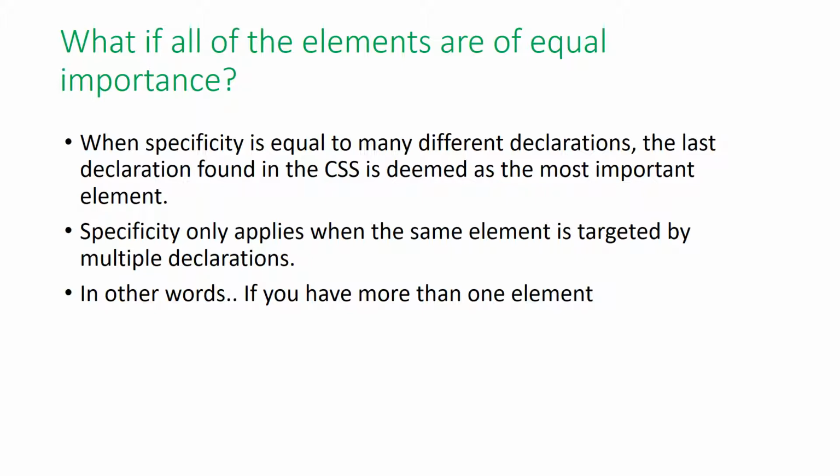What if all the elements are equal and of importance? When specificity is equal to many different declarations, the last declaration in the CSS is deemed as the most important element. Specificity only applies when the same element is targeted by multiple declarations. In other words, if you have more than one element.